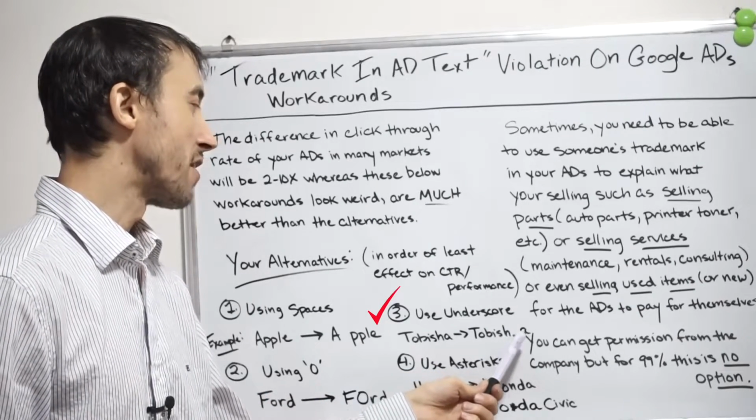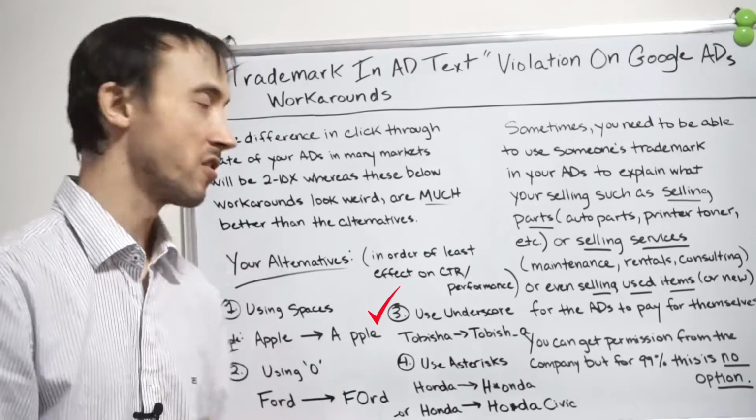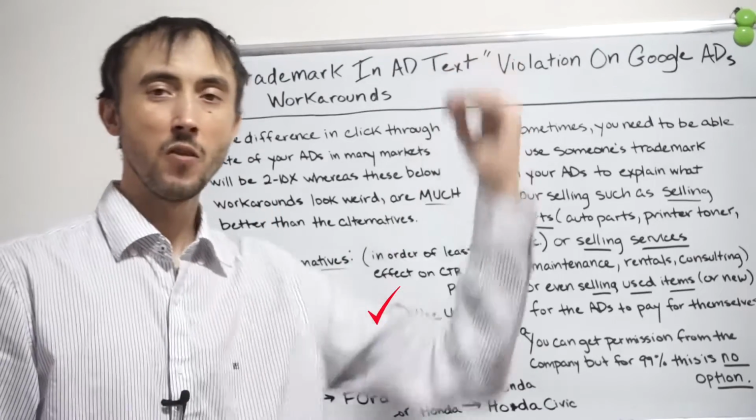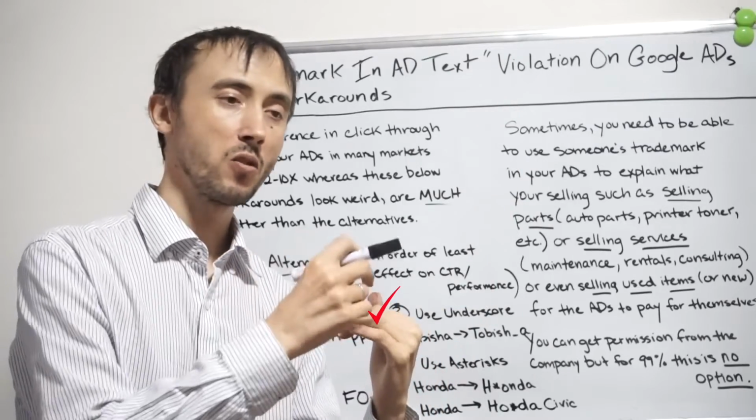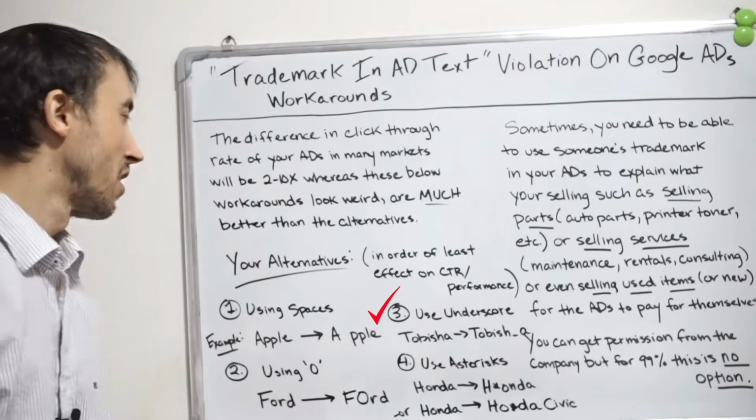I did not remove a letter here, I just added an underscore in between one of the letters, and you'll do the same thing. You'll write out all versions of Tobisha with an underscore in between each letter, and you'll find out which one works the best.